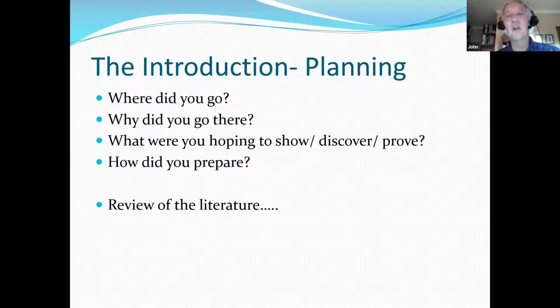When you come to write up your study, you need to talk about planning. Where did you go? This element of place has got to come in right from the start. Where did you go? Why did you go there? What were you hoping to show or discover or prove when you were there? And how did you prepare before you went out, before you did any fieldwork collection, any data collection? And in your introduction, you need a review of the literature, which sounds very fancy.